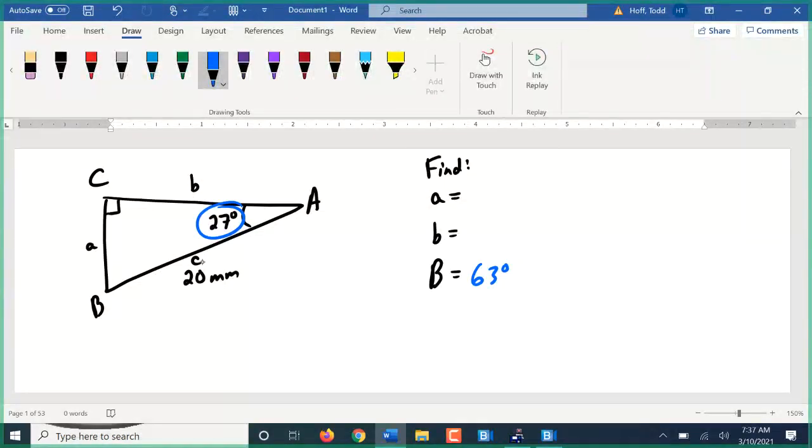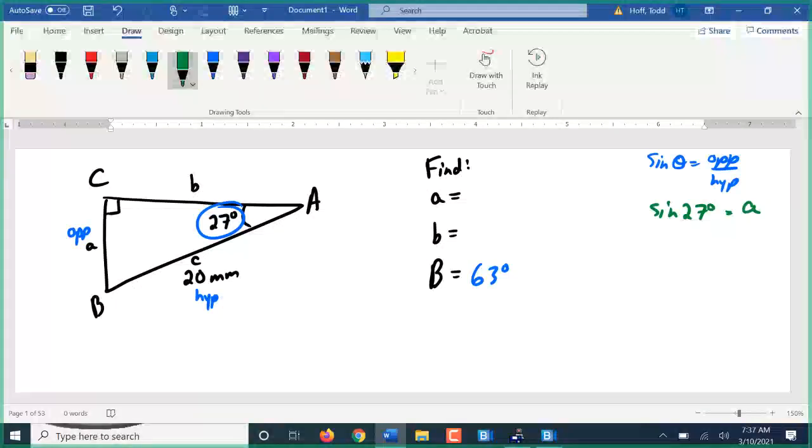And side C is the side that we are given. That is the hypotenuse. Side A is which side? The opposite side. So it is sine of an angle, opposite over hypotenuse. And yes, I do always write the definition down just because it helps me make sure everything gets filled in. So I put the 27 degrees in for the angle. The opposite side is side A, and the hypotenuse is the 20 millimeters.